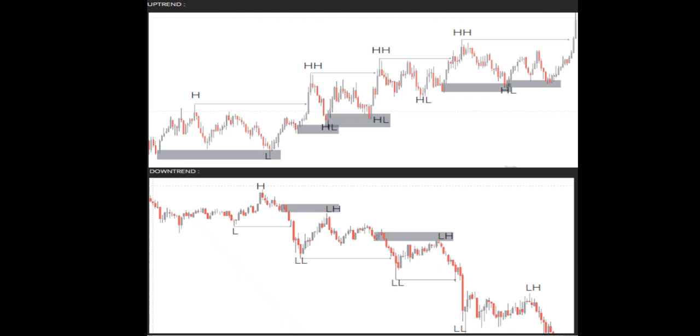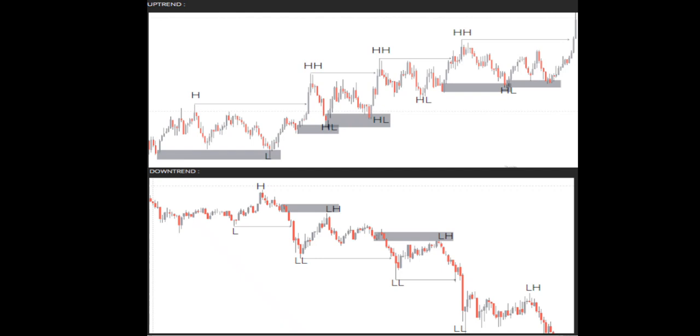Then in a downtrend, we see price breaking the lower lows. Can you see that? As it is breaking the lower lows, it's creating a lower high. On the lower high, this is where price leaves order blocks. And order blocks are the point or region where you need to take your entry positions.